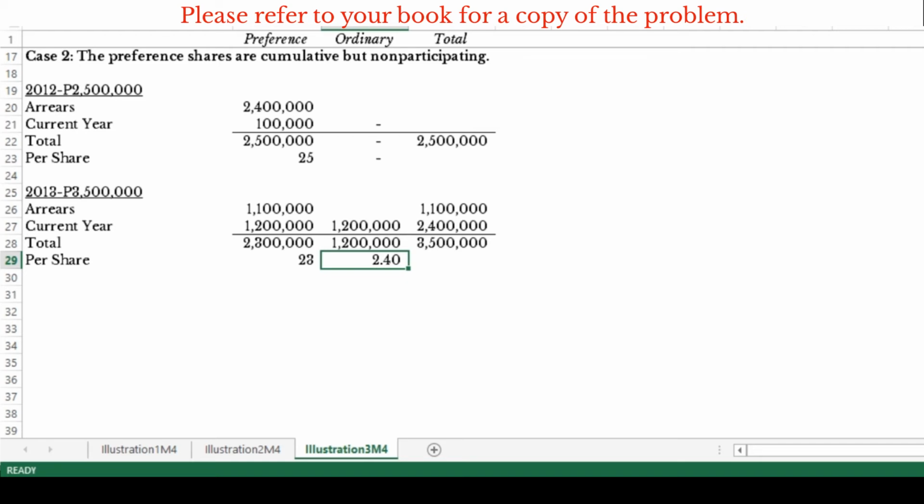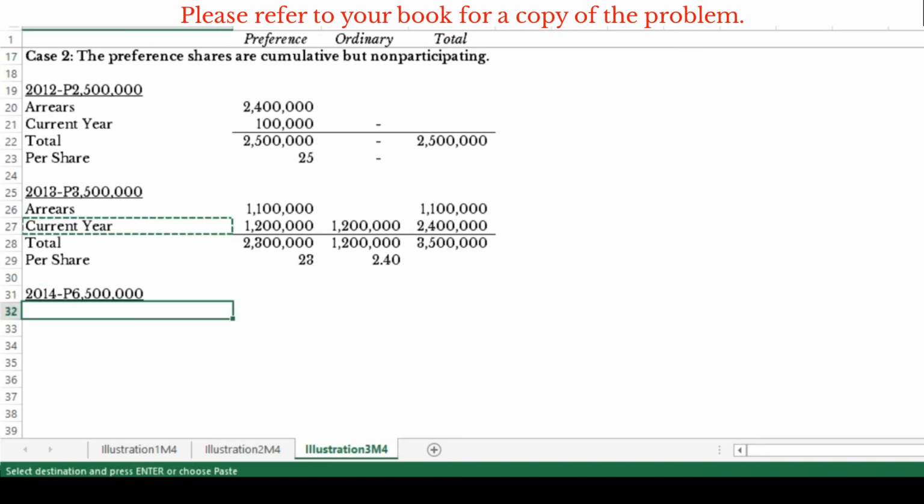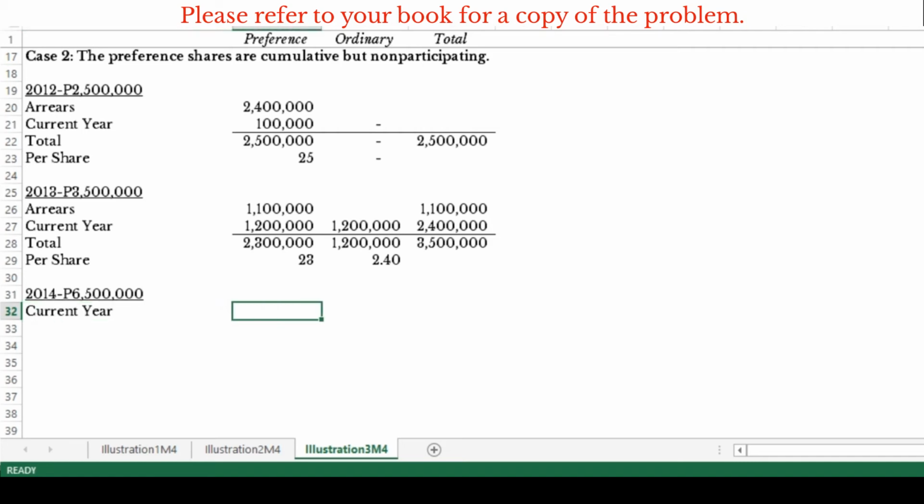Alright? Okay, lastly, 2014. Again, nag-declare tayo ng 6.5 million na dividends. So, this time, wala na tayong arrears. Diba? Kasi bayad na natin yung previous 2 years nung 2012. Then, yung utang natin ng 2012, nabayaran na natin ng 2013. So, during 2014, wala na tayong utang sa preference shares na dividends in arrears. So, diretso na tayo sa current year dividend which is 1.2.